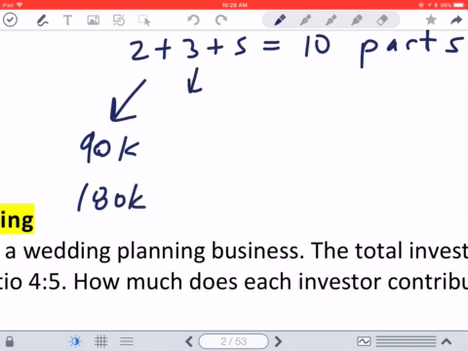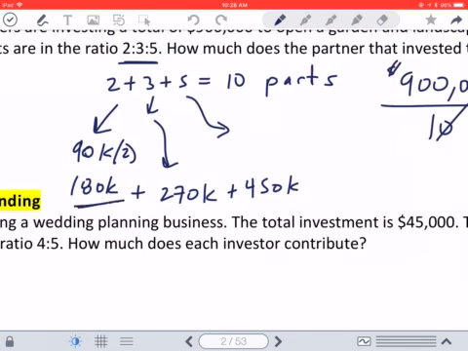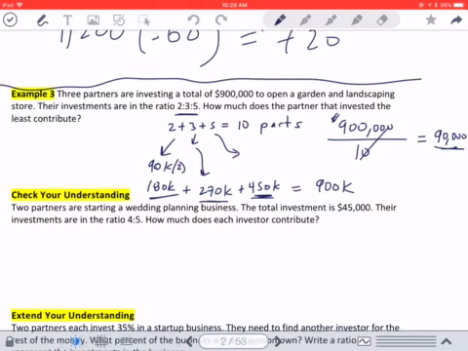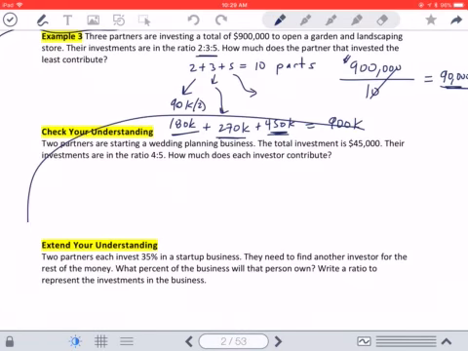This person would be 90 times 3. Okay, so 90 times 3 would be 270K. And 90 times 5 would be 450,000. And if I added all these up, 180, 270, 450, I would get 900,000. So that's kind of how the ratios work. Try these two. So go ahead and try these two. Pause the video, try these two.